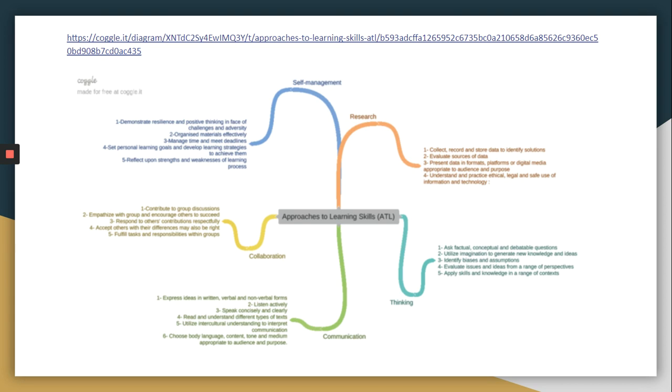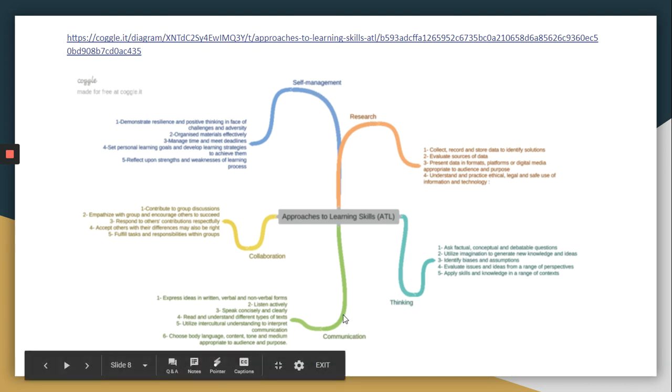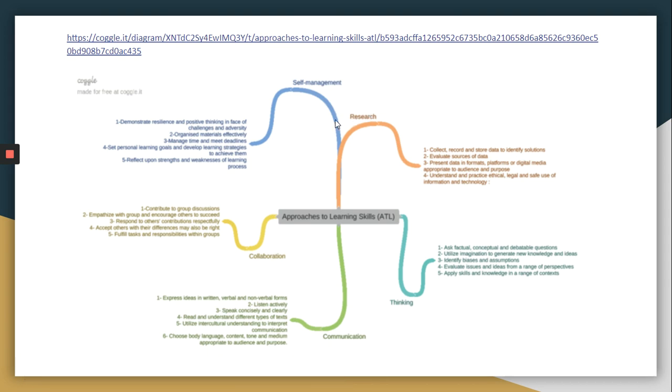These are the ways that the students should approach learning: self-management, research, thinking, communication, and collaboration. You are learning through all these 5 techniques and through these 5 important ways of learning. When it comes to self-management, it means that you have to learn how to do the self-management by yourself, how to manage your time, how to manage your studies.